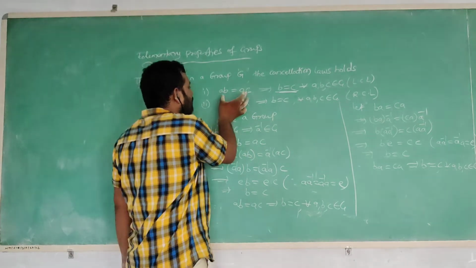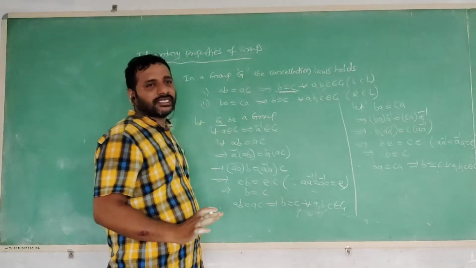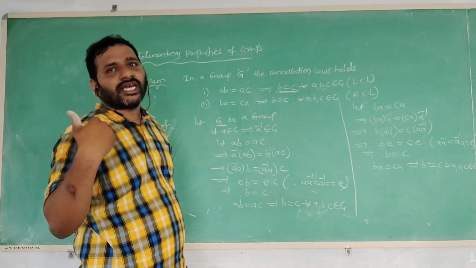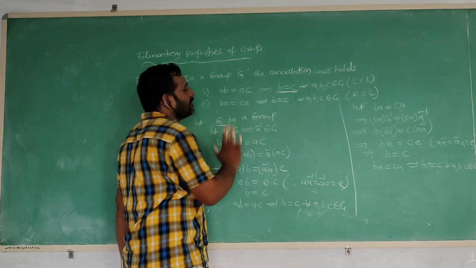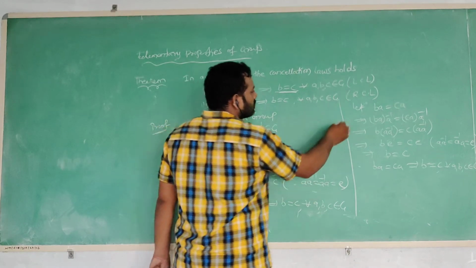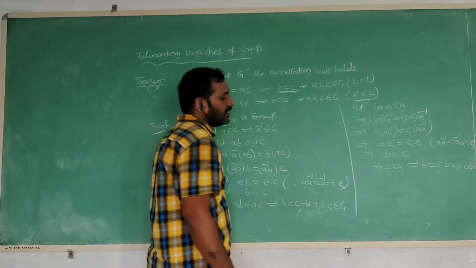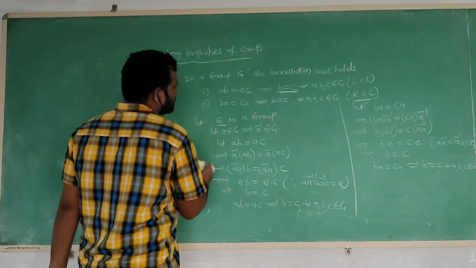Suppose AB equals AC, that implies B equals C for all A, B, C belonging to G. This is also known as the left cancellation law. And BA equals CA implies B equals C for all A, B, C belonging to G. This is also known as the right cancellation law. Okay, from these two. Then the next theorem.